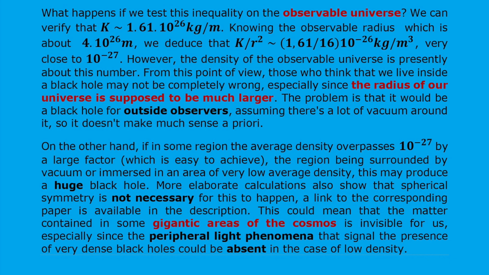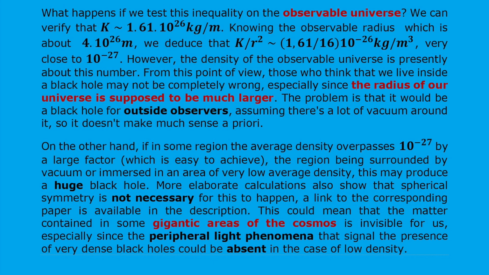On the other hand, if in some region the average density overpasses 10 to the power minus 27 by a large factor, which is easy to achieve, the region being surrounded by vacuum or immersed in an area of very low average density, this may produce a huge black hole. More elaborate calculations also show that spherical symmetry is not necessary for this to happen. A link to the corresponding paper is available in the description.